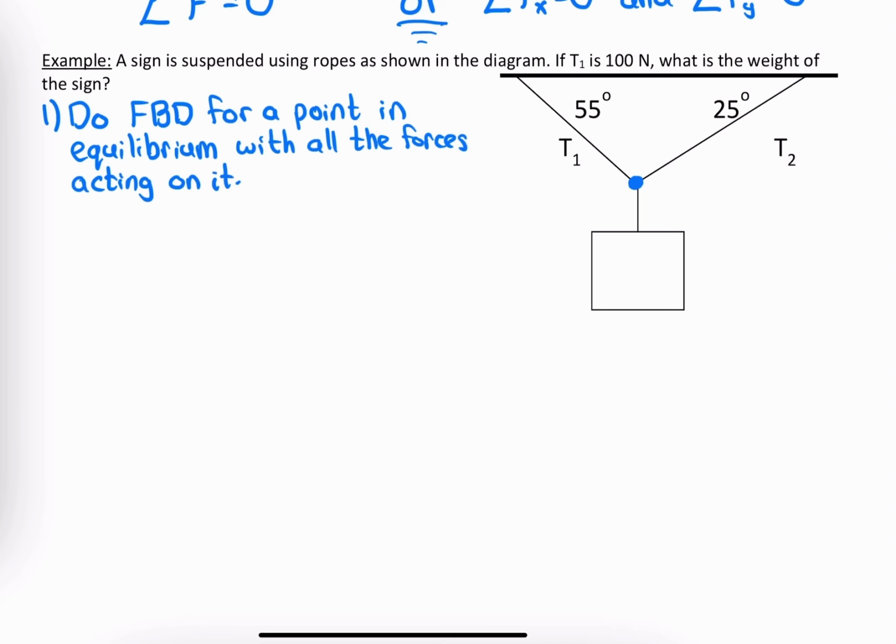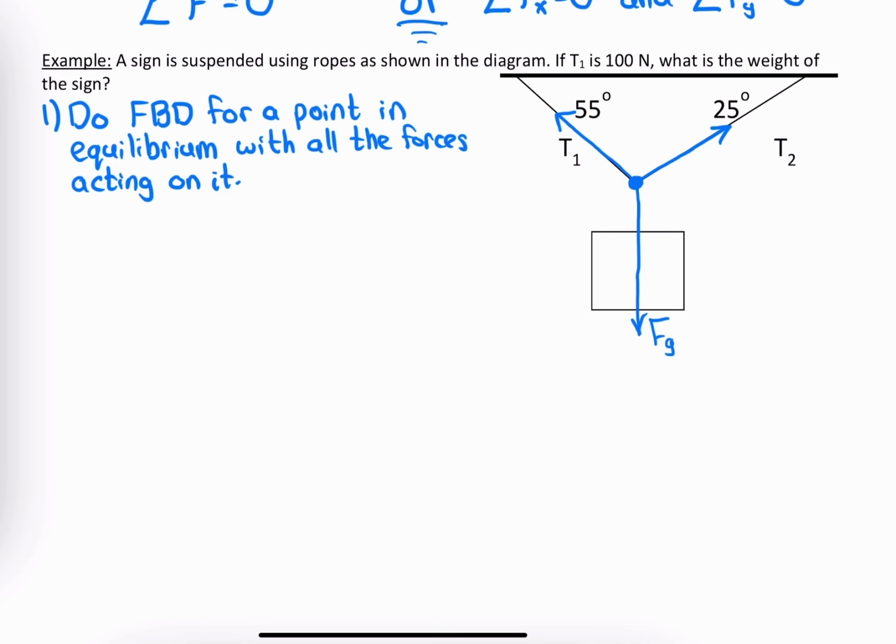Okay, so what is this FBD going to look like? Well, I've got the weight of the sign pulling down. And I've got this tension over here pulling up, T2. And I've got this tension over here pulling up.